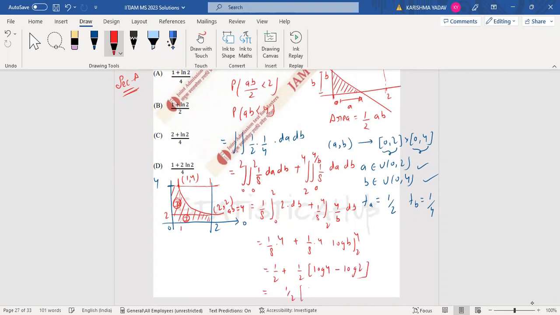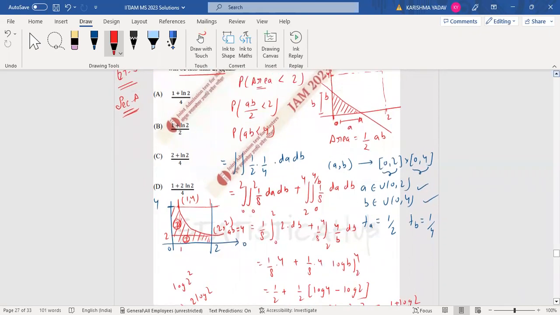This equals 1 by 2 times (1 plus log 4 minus log 2). Log 4 is 2 squared, so I can write it as 2 log 2. So 2 log 2 minus log 2 equals log 2. So this equals 1 plus log 2 by 2. So my result is that the probability is 1 plus log 2 by 2. Let's see the options. So 1 plus log 2 by 2 is option B.